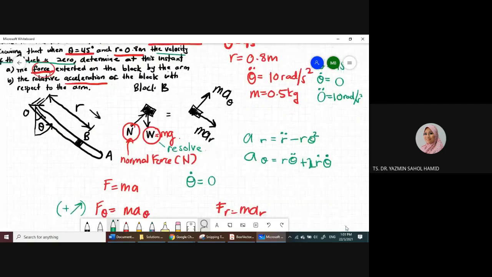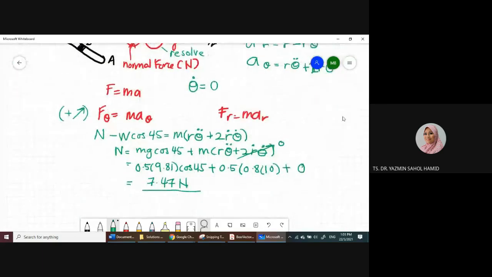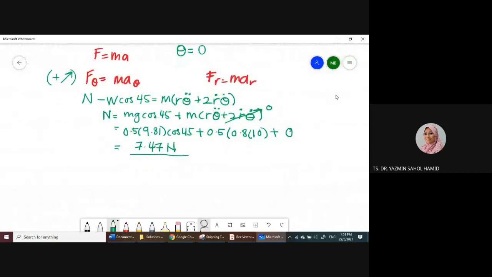Okay. All right. Now, for the next question, what is it they ask? The relative acceleration of the block with respect to the arm. Okay, now they ask you the relative acceleration of the block. So FR equals MAR. So where is the direction of the R? Okay, the direction of the R is going this way, positive.